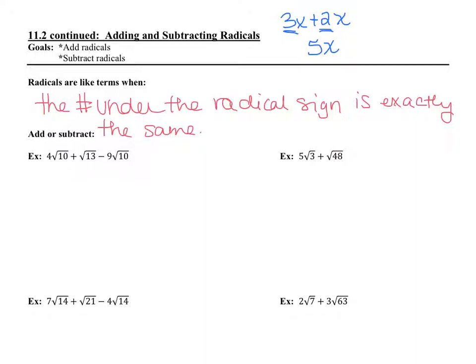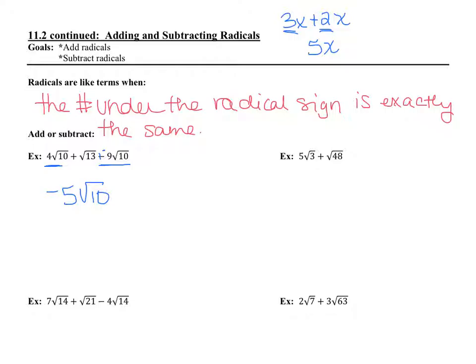So first, the number under the radical needs to be exactly the same. So here, 4 radical 10 and negative 9 radical 10, and technically it's a negative because you could do plus negative, they are like terms because they both have radical 10. So we're going to add their coefficients, which would be 4 and negative 9. So that adds to negative 5. And then you just keep the radical 10. Just like up here, 2x plus 3x is just 5x. You still have x's, you just have 5 of them. Here you still have radical 10, you just have negative 5 of them.